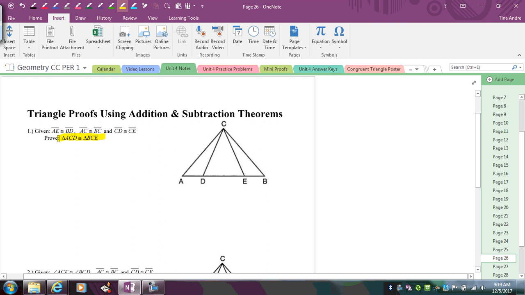So I have ACD, so triangle ACD. I'm trying to prove that's congruent to BCE. And now I'm going to go ahead and start marking my givens and writing those down. So I have AE is congruent to BD. So AE, so this whole thing is congruent to BD.